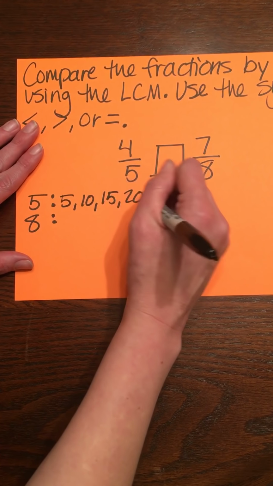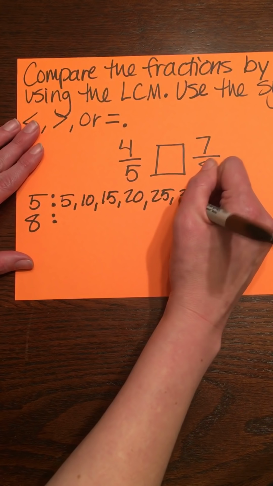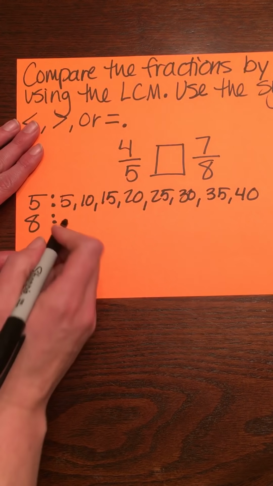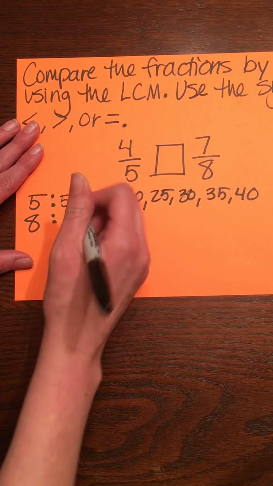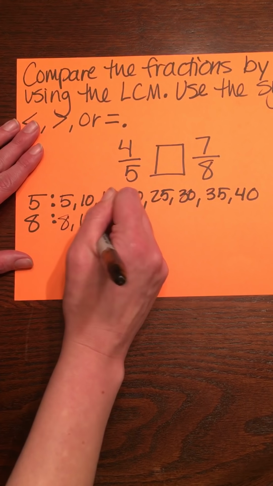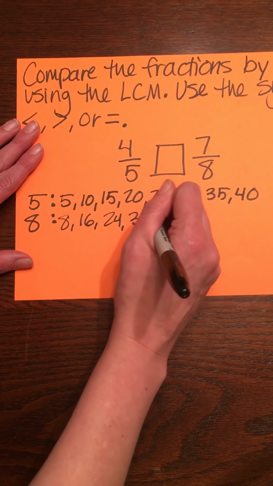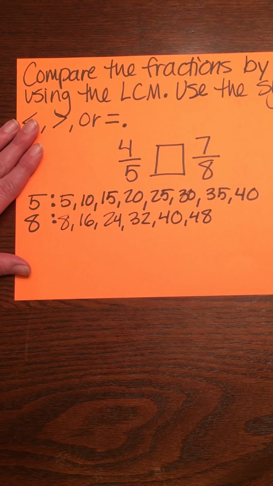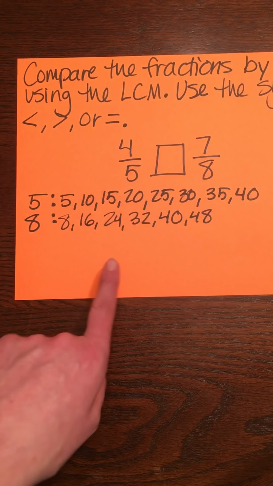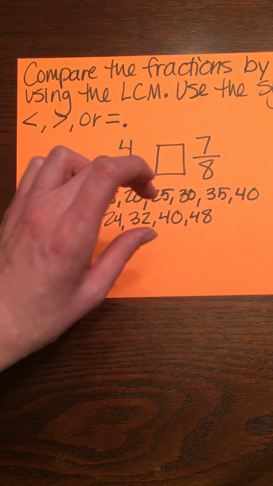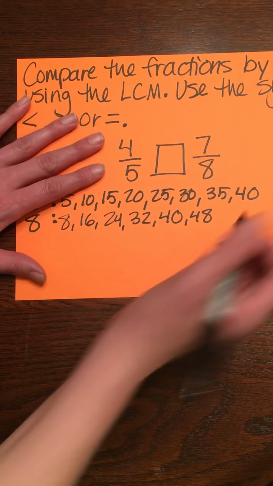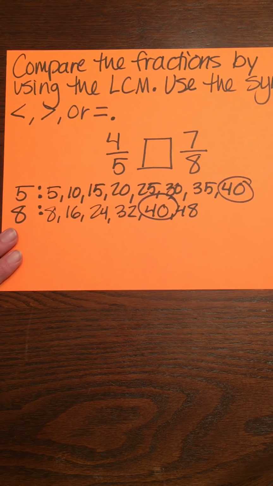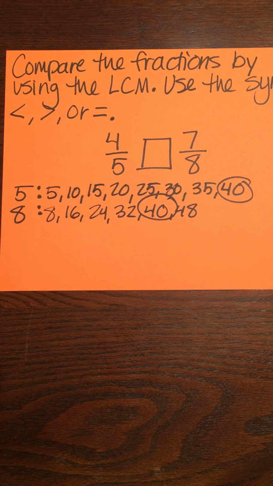Whatever method you like the best. I'm going to stop there, and then keep going with the bottom row, which is 8. I'm going to stop there, and now we're going to see if any of them match up. I'm just going to look across, and I can see 40s match up. So I'm going to circle those. So our LCM is 40, or our new LCD will be 40.